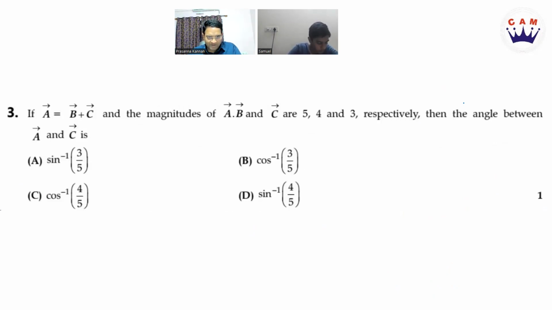A vector is equal to B vector plus C vector. The magnitudes of A, B, and C are 5, 4, 3 respectively. Then what is the angle between A and C? A vector is equal to what? B vector plus C vector. Right. So what is the next step? You need to find out the angle between A and C. So bring C this side.